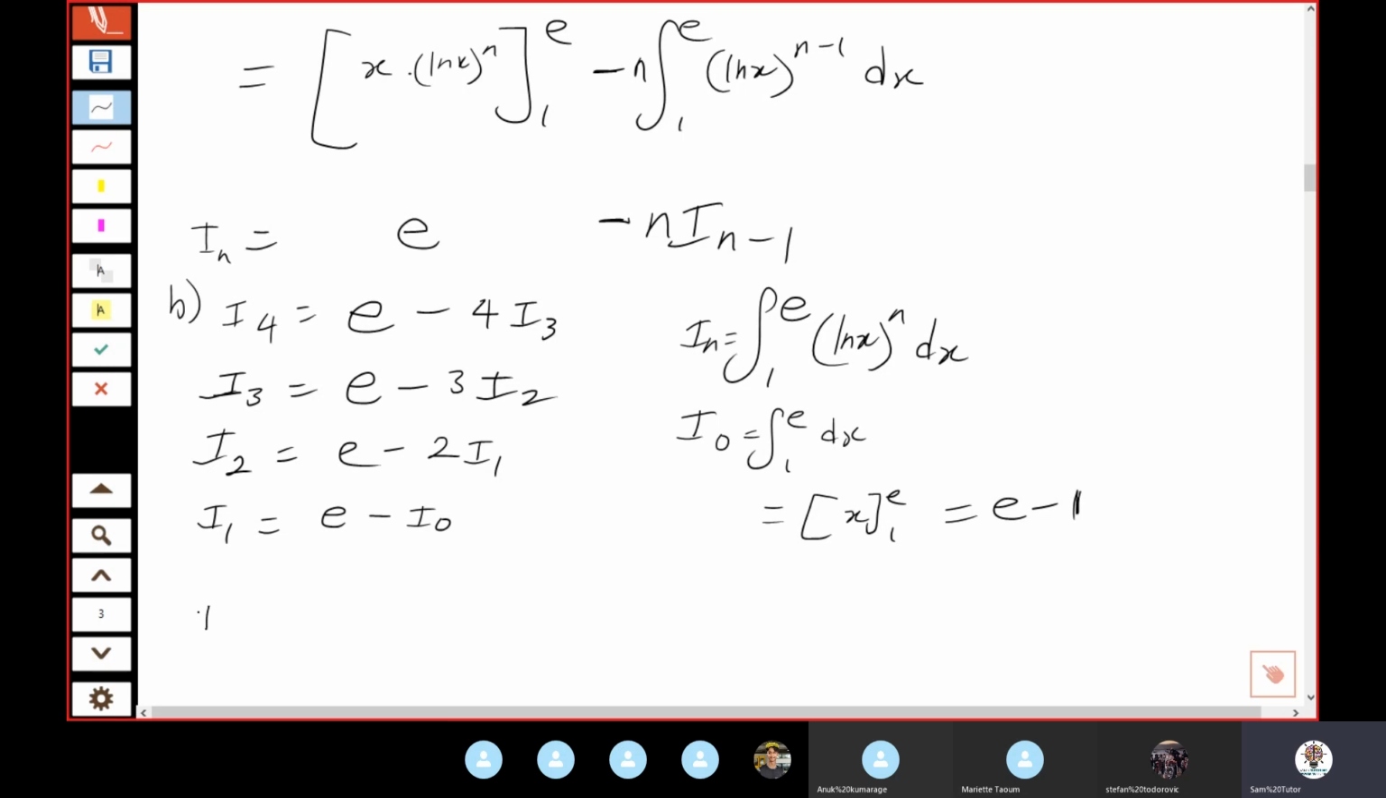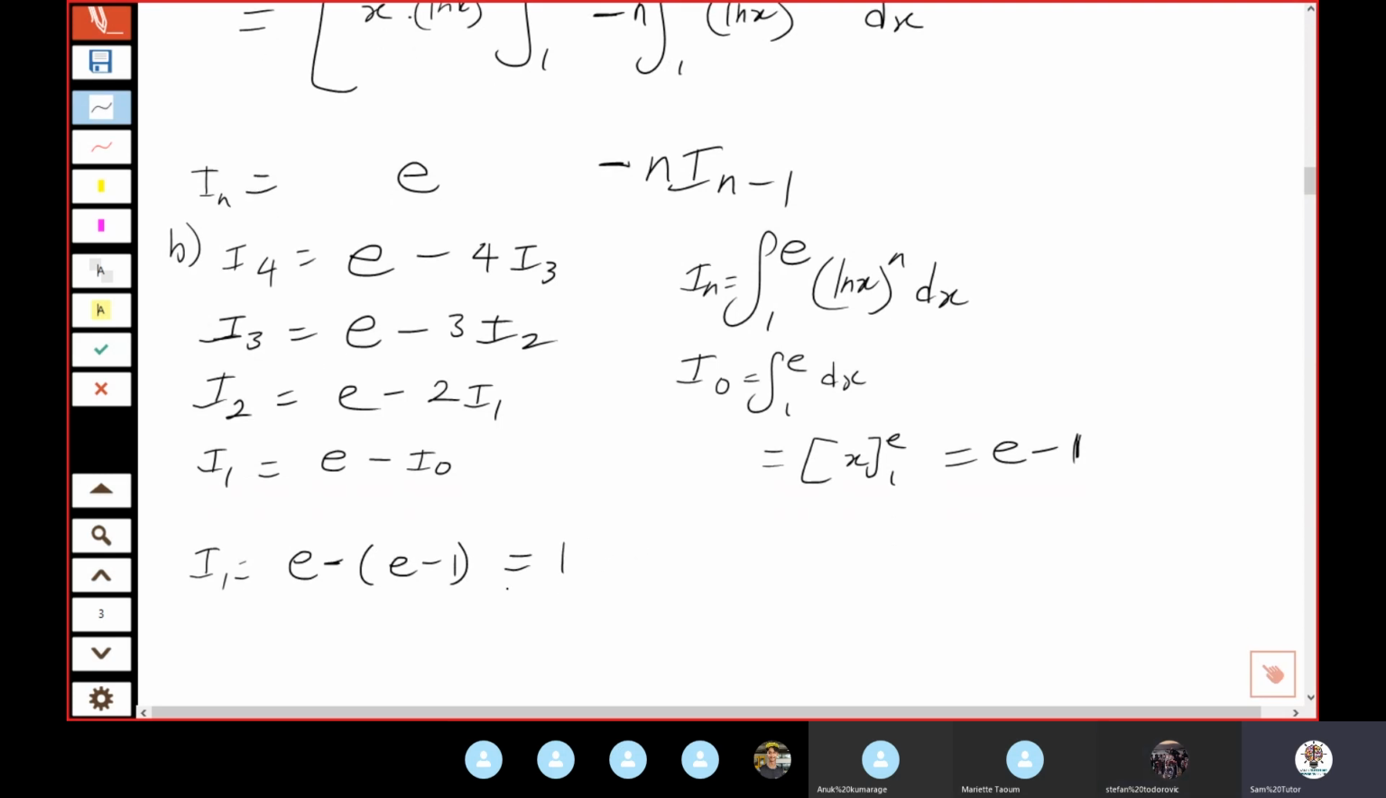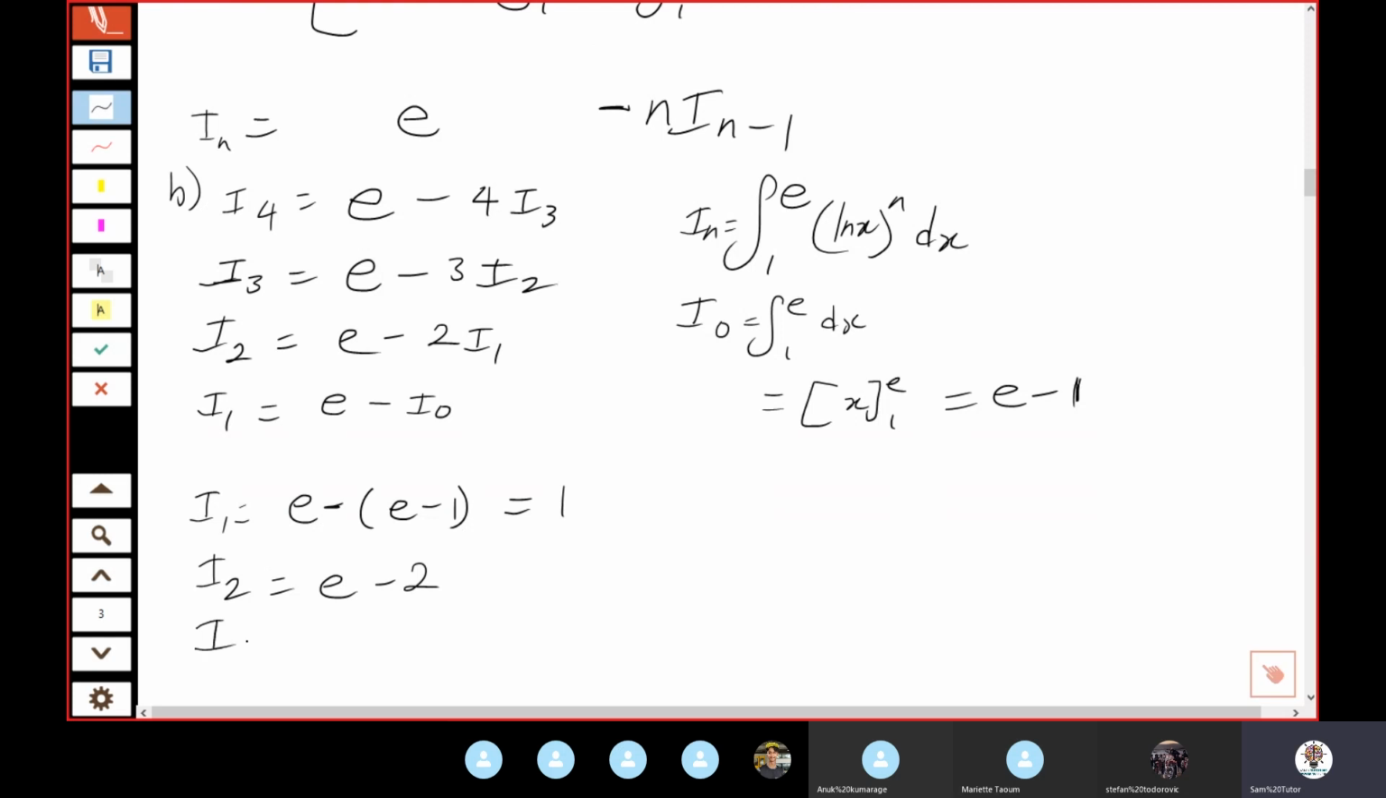Here we go. So I1, go backwards. So E minus bracket, E minus 1. What's your answer? You probably can see it. 1. Good man. Next one, I2. I2 is E minus 2 times 1, which is just 2. Easy. I3.